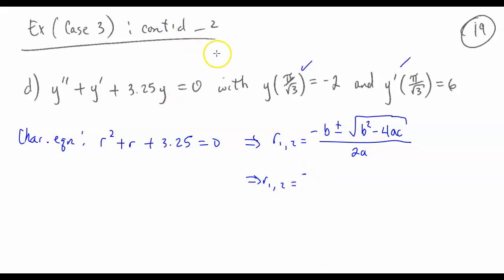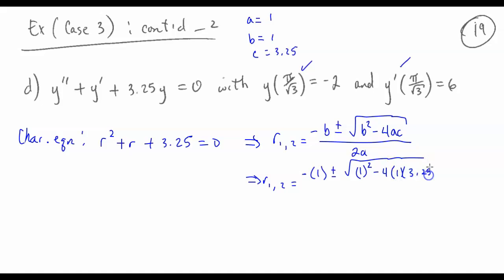And our b here, so let's just list this out. So our a is 1, our b is 1, and our c is 3.25. So I have 1 here, plus or minus the square root of 1 squared minus 4 times 1 times 3.25, and all that over 2 times 1.